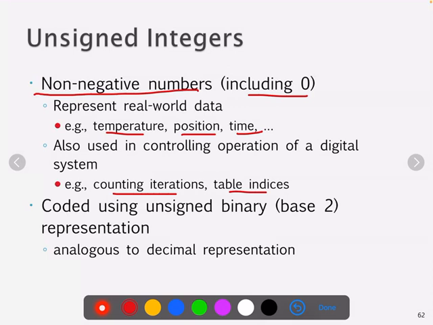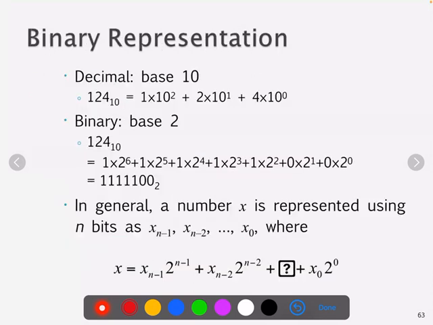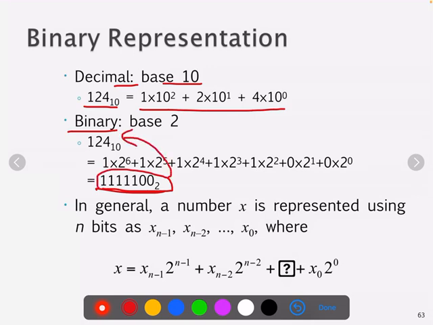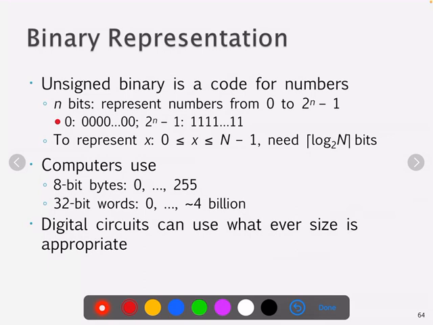Unsigned binary representation is analogous to decimal representation. Let us see the representation of these numbers. In decimal, as you already know, it is base 10, so 124 to base 10. In binary it is base 2, so this number is represented in base 2, which is equivalent to 124 in base 10. Generally a number x can be represented using n bits as x n minus 1, x n minus 2, up to x naught. That is about binary representation of the numbers.